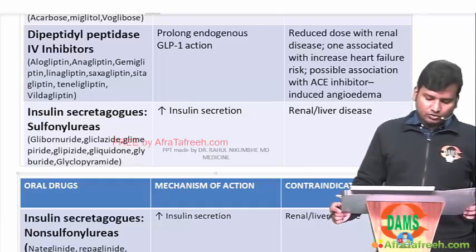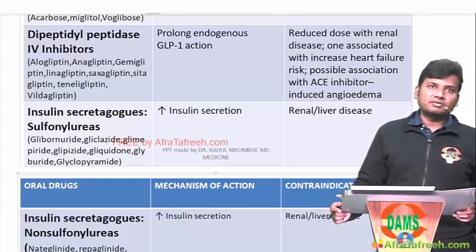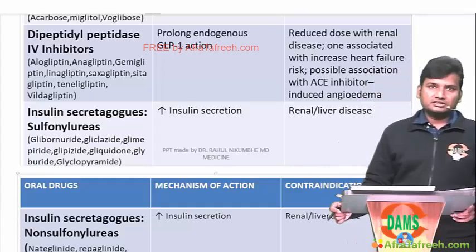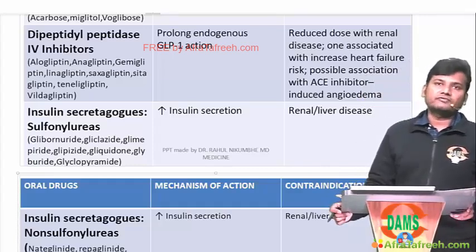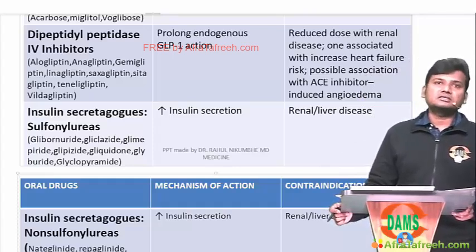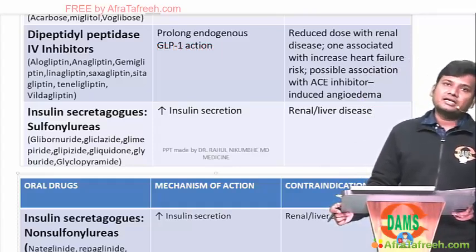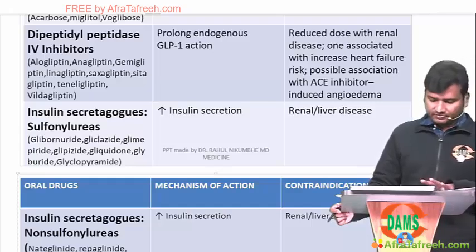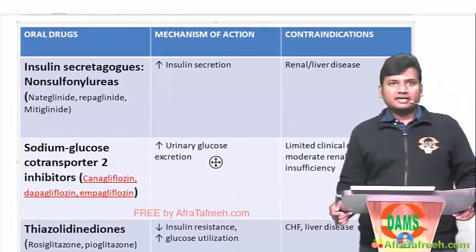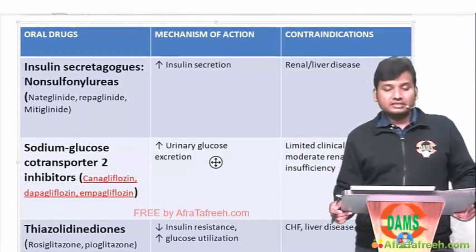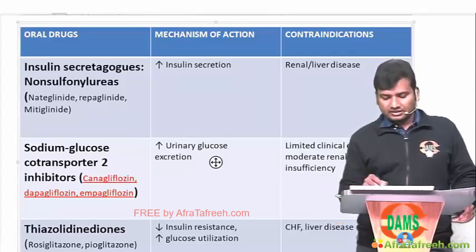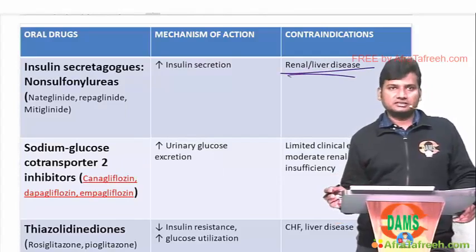Insulin secretagogues: sulfonylureas, glimepiride. These drugs increase insulin secretion. As we have already seen, sulfonylureas block the potassium channels and increase the insulin secretion. Contraindication is renal disease, liver disease. And then repaglinide, nateglinide, these drugs also increase insulin secretion. Contraindication is renal disease and liver diseases.